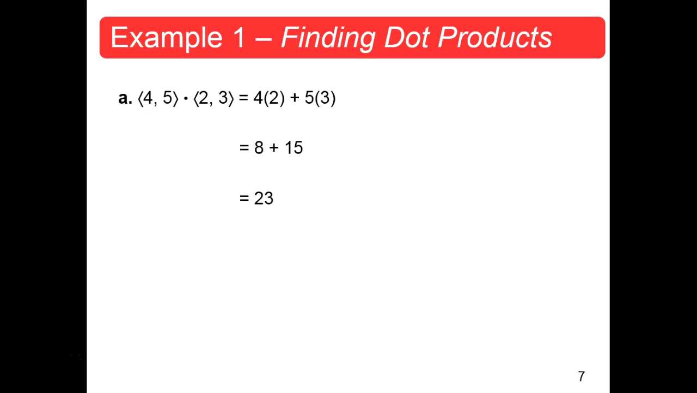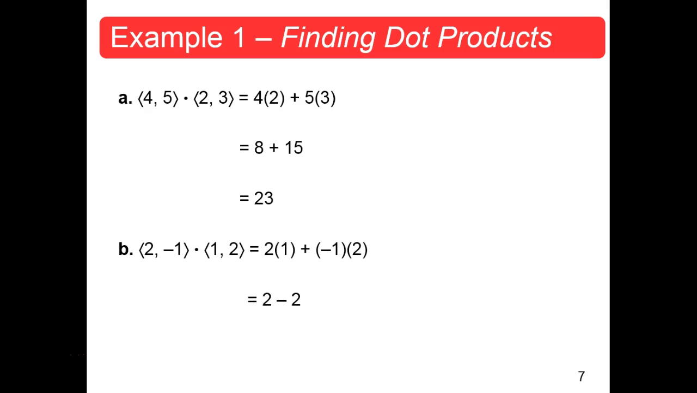Okay. Let's do the B one. Okay? What would that be? 2, negative 1 dotted with 1, 2. 2 plus the 2 minus... Again, 2 minus 2, which is 0. 0. Now that means something, okay?